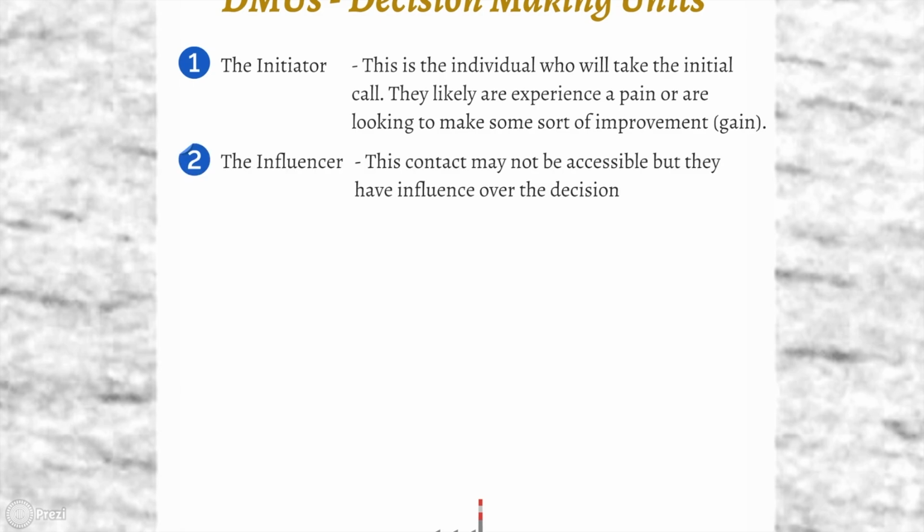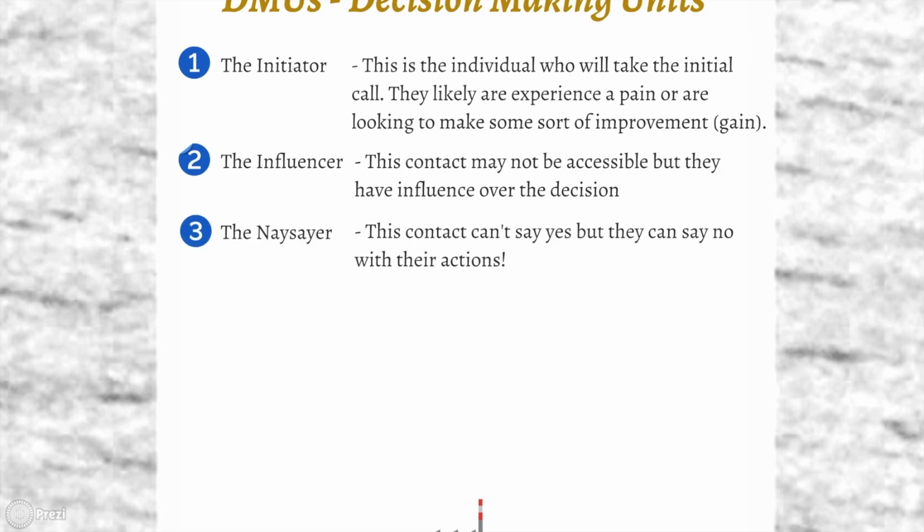Next, we're going to have influencers. These people may not be accessible, but they have influence over the decision. They may be an outside consultant that the business works with. Influencers also could be people in other plants or departments.